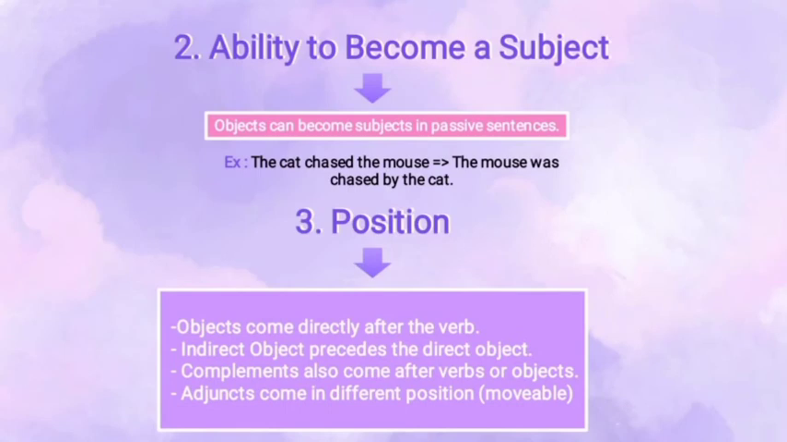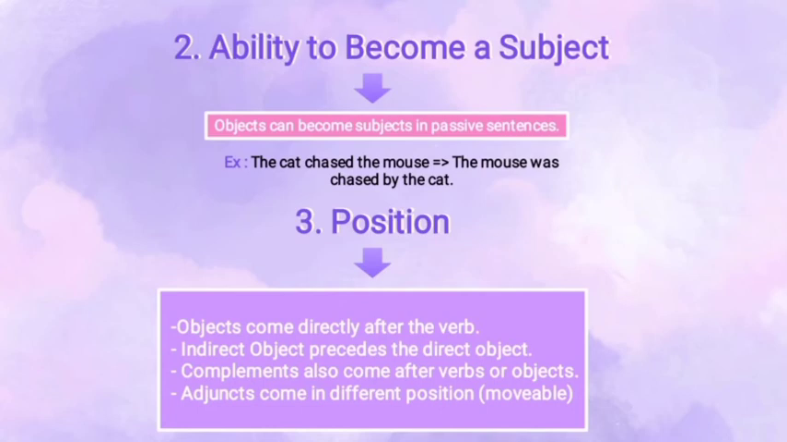Objects can become subjects in passive sentences. For example, in an active sentence, the cat chased the mouse. In a passive sentence, the mouse was chased by the cat. In that example, the mouse becomes the subject of the passive sentence.